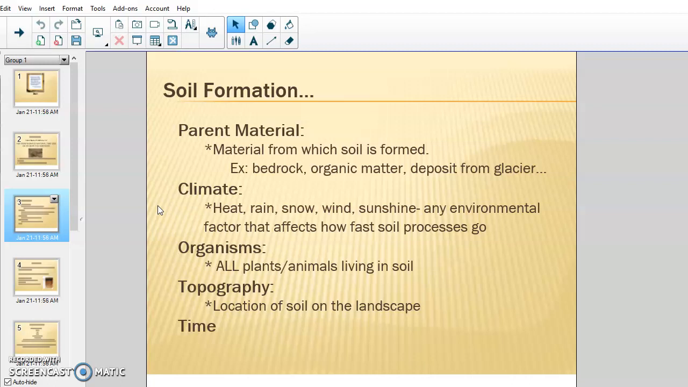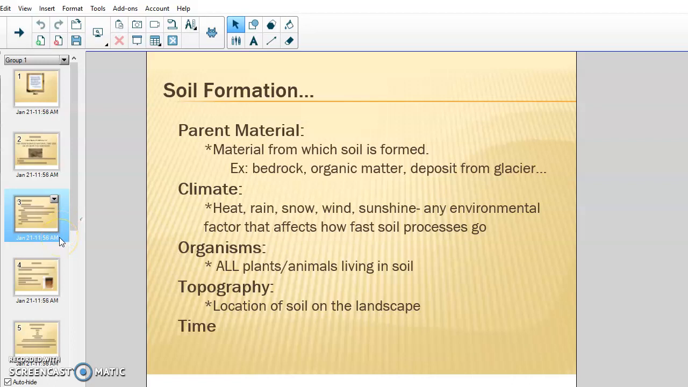Topography, this is the location of the soil on landscape. Think of like soil on the side of a mountain versus soil on like a flat land. Soil on the side of the mountain is not going to be as good because every time there's rain or snow, it's going to slide down the side of the mountain with the liquid, right? With the rain or the snow. Versus like a flat plain land, right? You're going to have good, better soil there just because of the location.